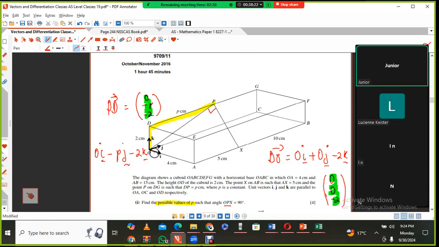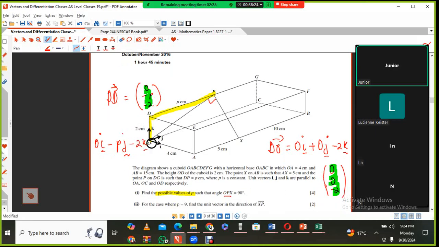Oh, but negative. Yeah, you are going against the... Can you see that? Against. Yeah. So to go from D to O, you're just going down. Oh, you just went straight down. Sorry, no direction in I and no direction in J. Is that fine? Yes. Yeah.